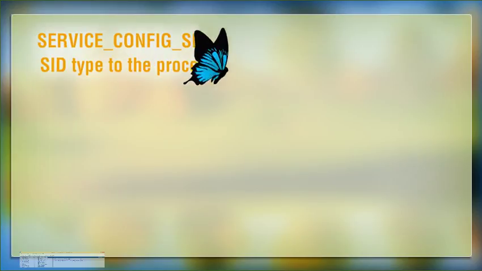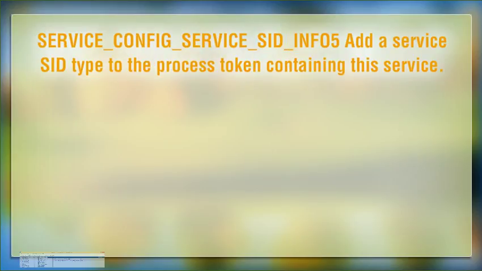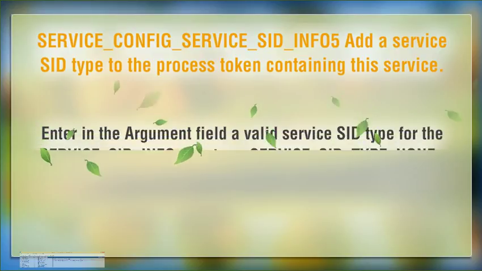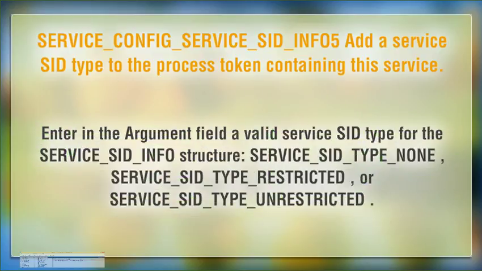Service config. Service SID. INF05. Add a service SID type to the process token containing the service. Enter in the argument field a valid service SID type for the service SID info structure: service SID type none, service SID type restricted, or service SID type unrestricted.